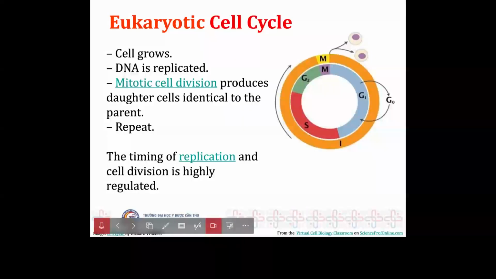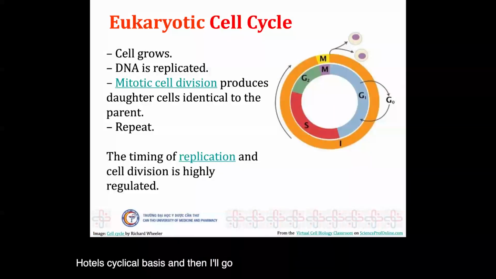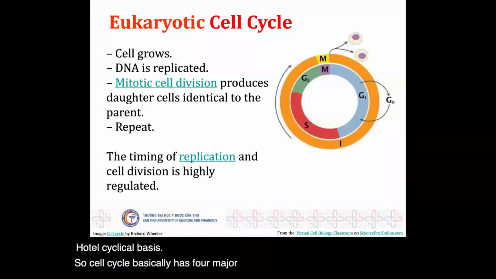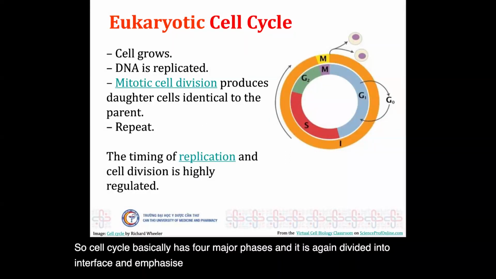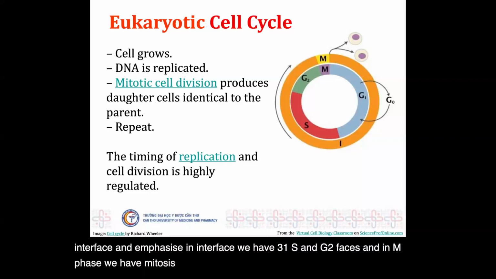So hi guys. I'm just going to talk about the cell cycle, the basics, and then I'll go. The cell cycle basically has four major phases, and it is divided into interphase and M phase. In interphase we have the G1, S, and G2 phases, and in M phase we have mitosis.